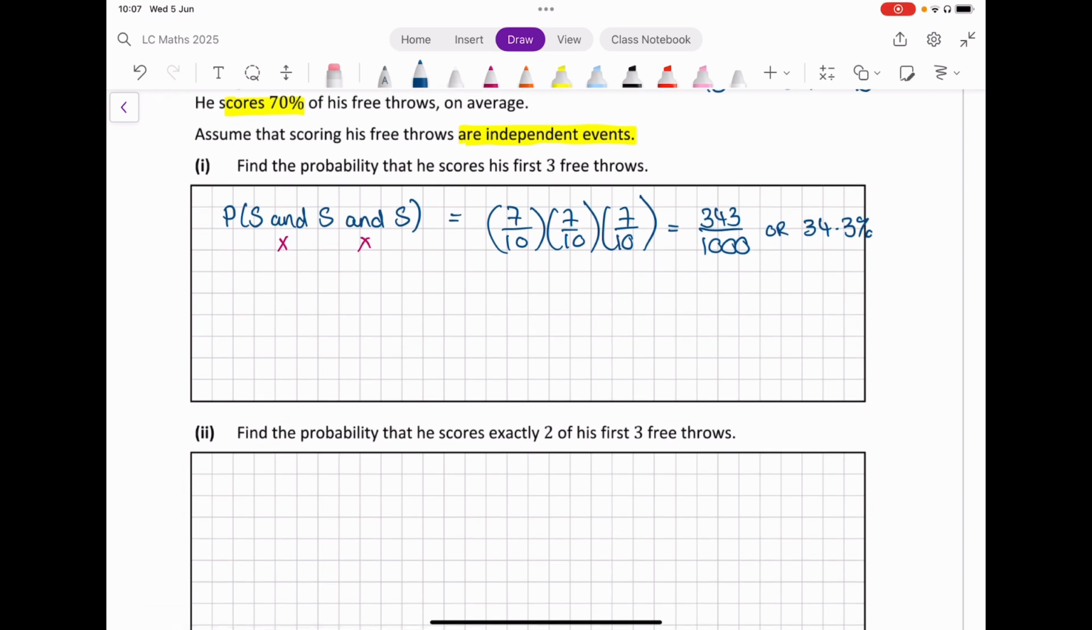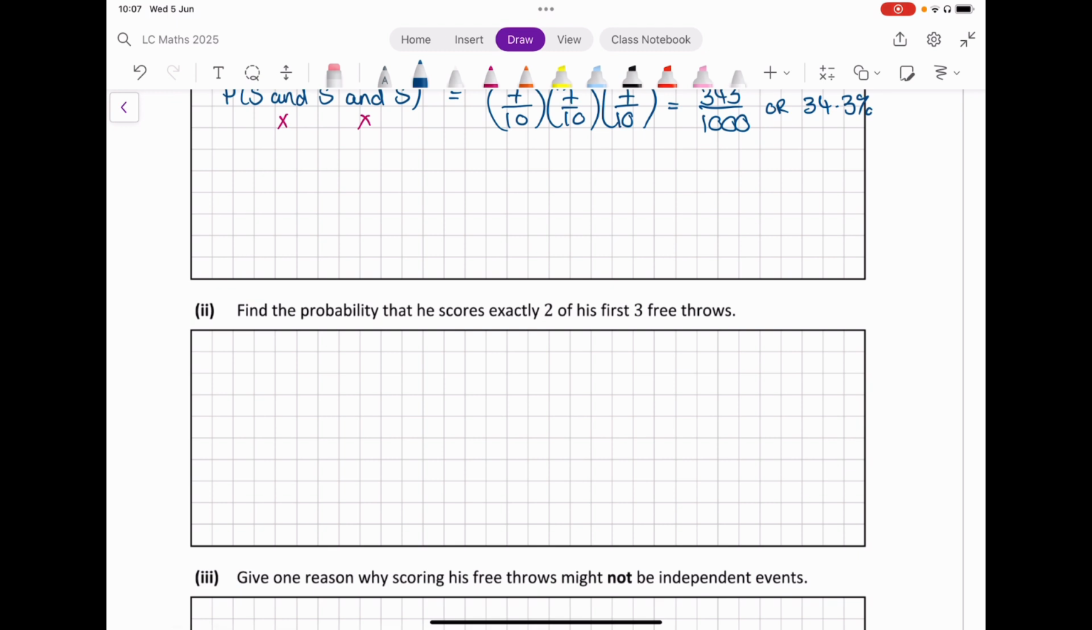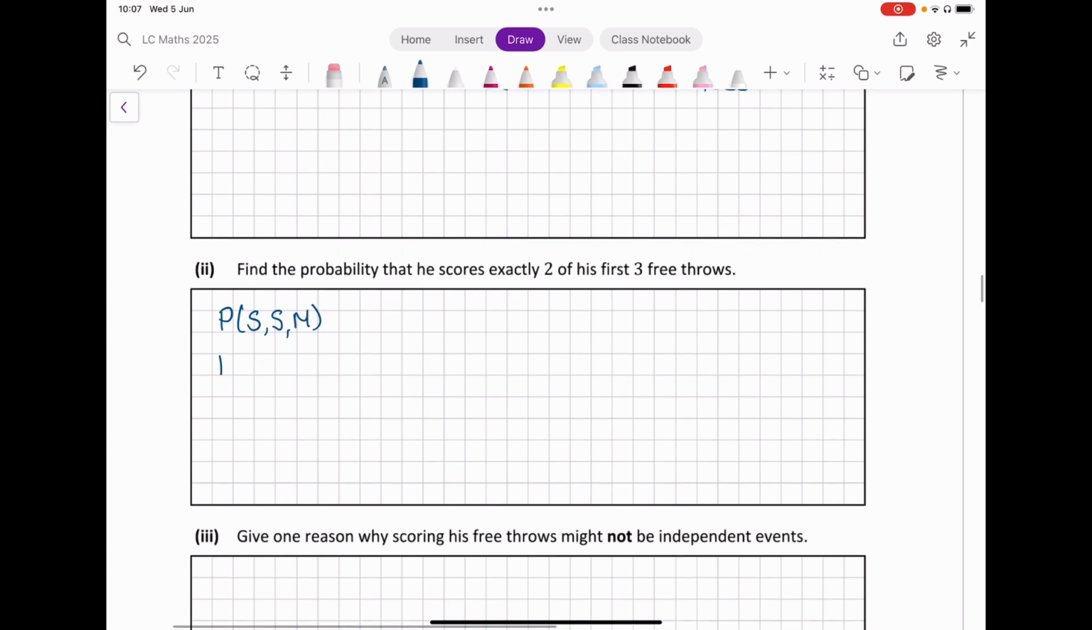Okay. Now the second one. It says find the probability that he scores exactly 2 of his first 3 free throws. So exactly 2. Now it doesn't say what order they have to be in, so we need to look at the possibilities. What are the different arrangements that could occur here? He could score, score, miss. He could miss, score, score, or he could score, miss, score.